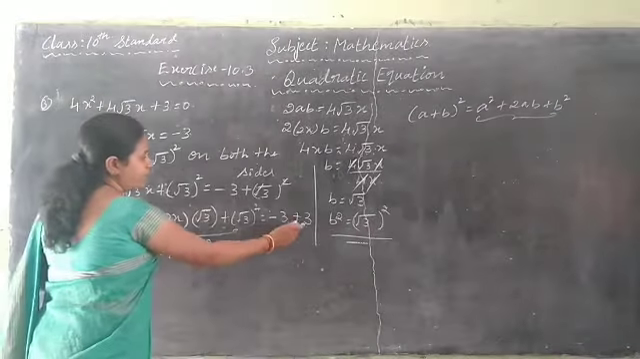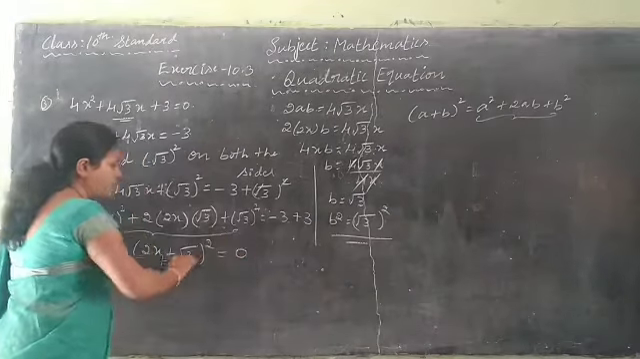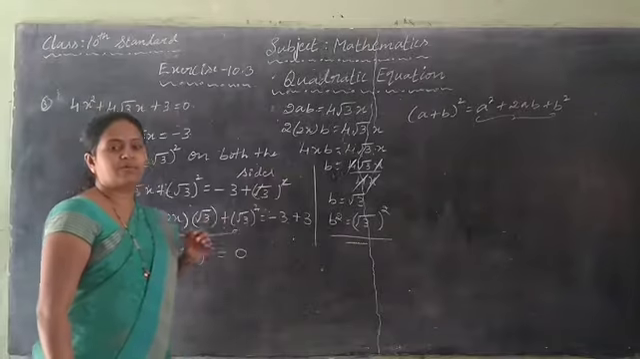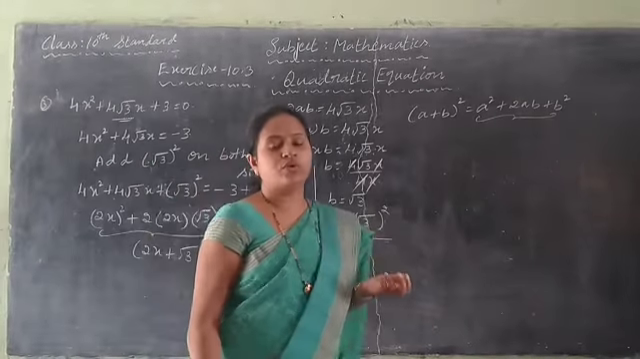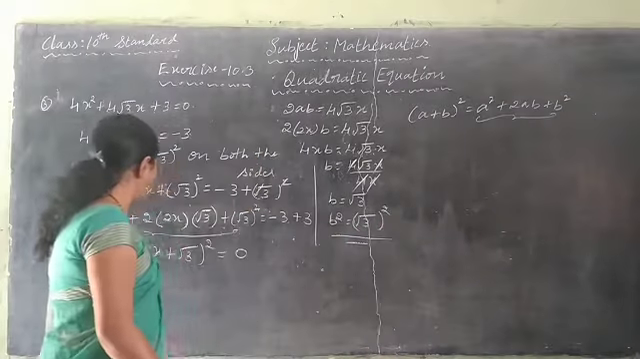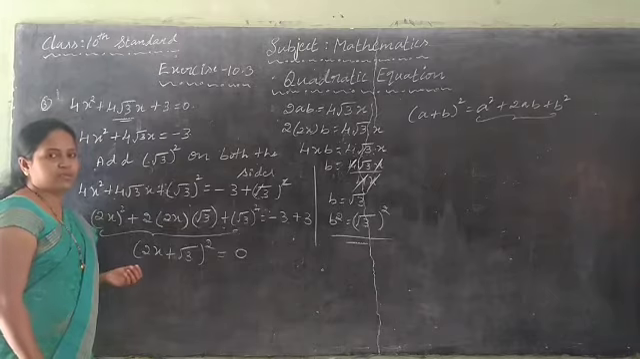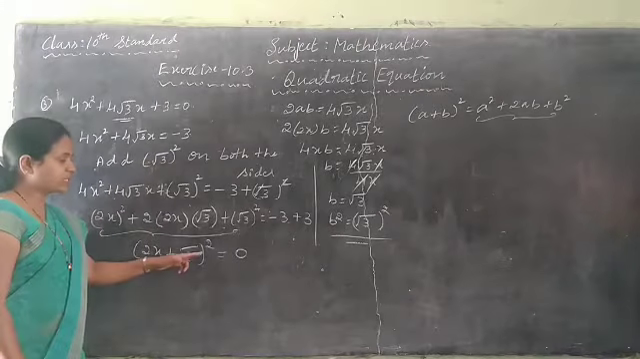Right. So minus 3 plus 3. So what will you get? You will get 0, children. Understood? When you subtract minus 3 from plus 3, what are you going to get? You are going to get 0. Right. Next. Now what do you have? (2x plus root 3) whole square is equal to 0. Okay? Whole square is there, children.